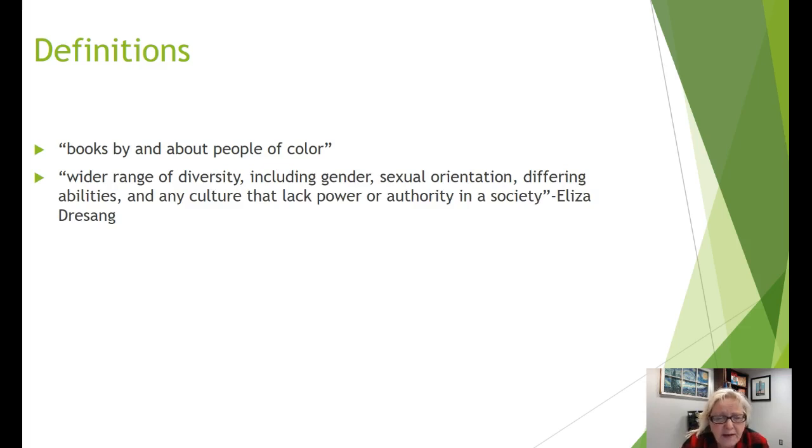For example, this one by Eliza Dresang, which includes a wider range of diversity, including gender, sexual orientation, differing abilities, and any culture that lacks power or authority in a society. So any culture that's marginalized would be included in talking about multicultural books and talking about trying to get representation in your library of a wider range of books about a wider range of individuals.